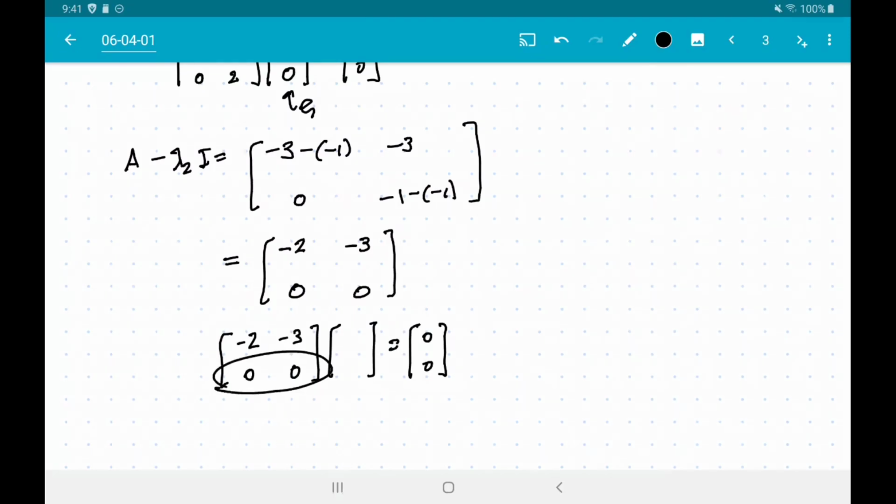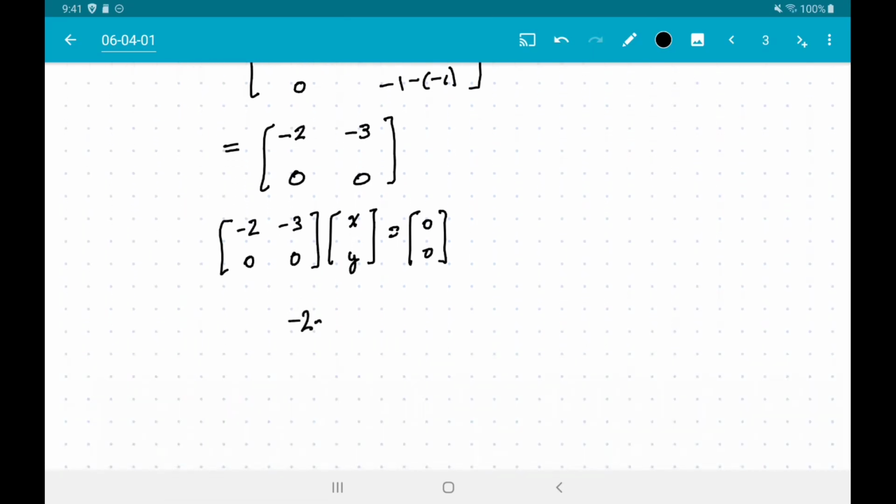Now if you'll notice, this row really doesn't help. Anything we put here and here, when we multiply it by this bottom row, we're going to get zeros. So that's really not a problem. But I need to be able to multiply something by -2. For right now, we'll just call it x and y, and forgive me for using x and y again. -2x minus 3y has to equal 0. So y is -2/3 x. Any vector that satisfies that equation will work.